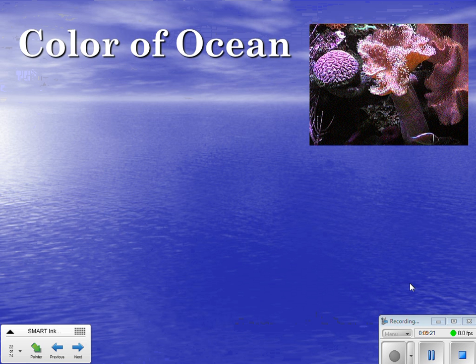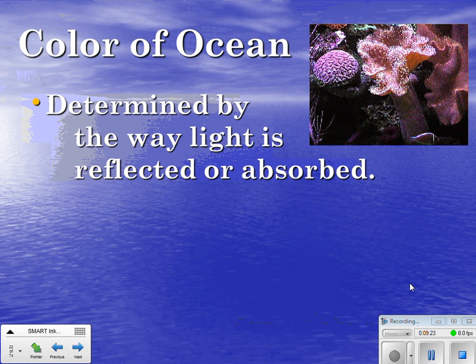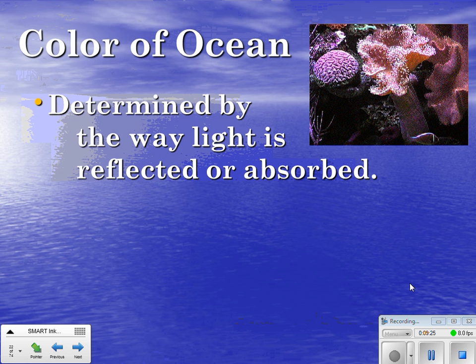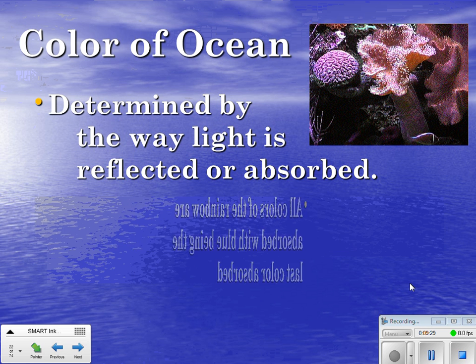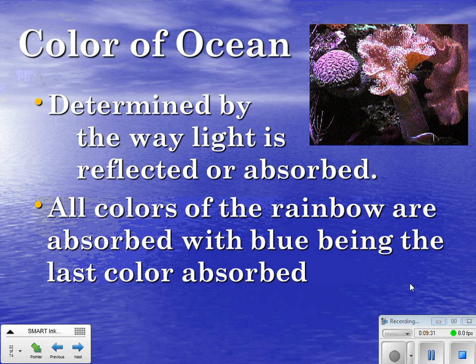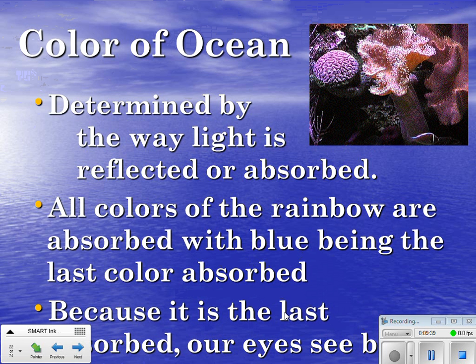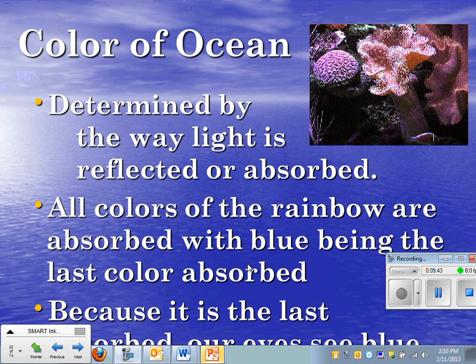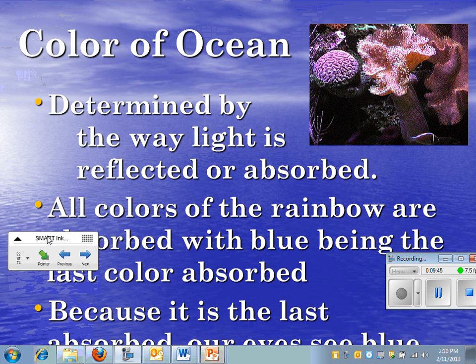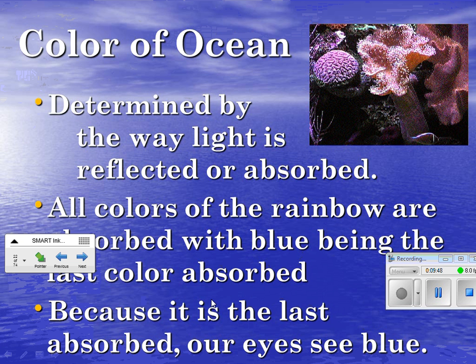And then talking about the color of the ocean. The color of the ocean is determined by the way light is reflected or absorbed. All colors of the rainbow are absorbed, with blue being the last color absorbed, so that's the color that our eyes will see. And then since it's the last color absorbed, our eyes see blue. Let's see if I can move this stuff around so you can see the words there. So again, because it is the last color absorbed, our eyes see blue.